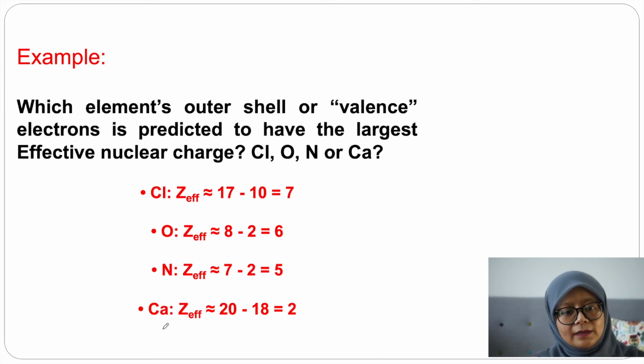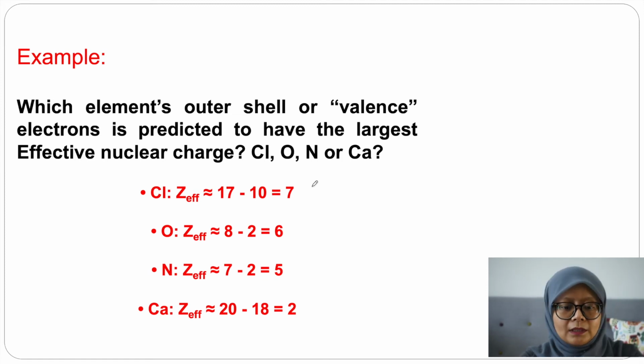And then here we have another example. The question is, which element's outer shell or valence electrons is predicted to have the largest effective nuclear charge? So here you need to use the formula where for the Z effective, you take the nuclear charge minus the core electrons, and you will get the Z effective.